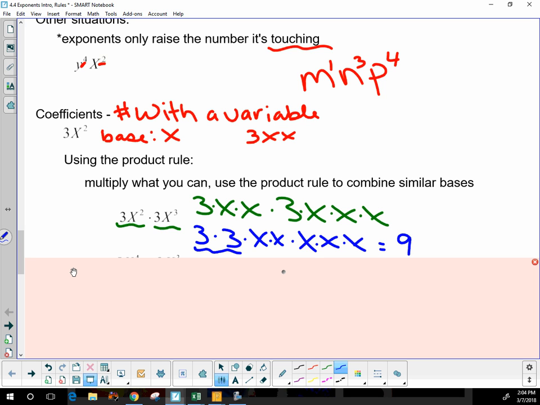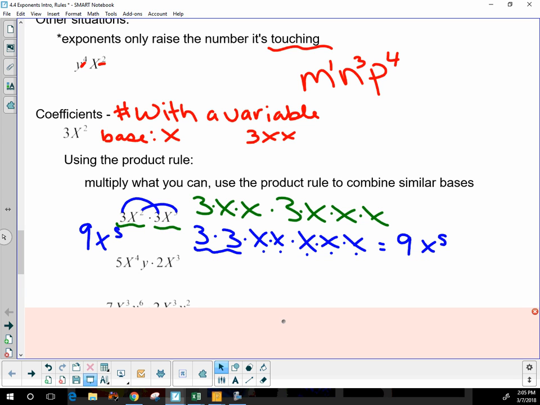Okay, and then how many x's did I write down? I have 1, 2, 3, 4, 5. 9x to the 5th. So if you don't want to write all that stuff out, you can do 3 times 3, and then you have 2 plus 3, x to the 5th. I do like to write it out longhand no matter what, just to show you guys what's going on. It's good to take that in and see what's actually happening here mathematically.